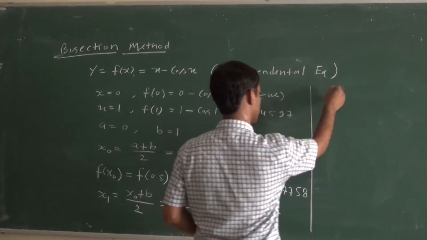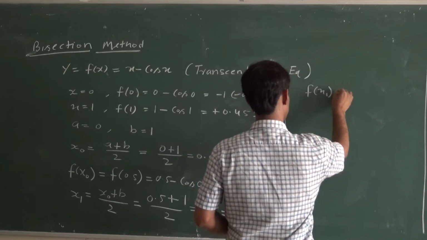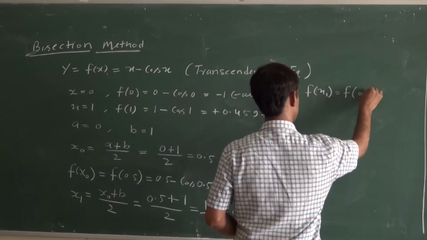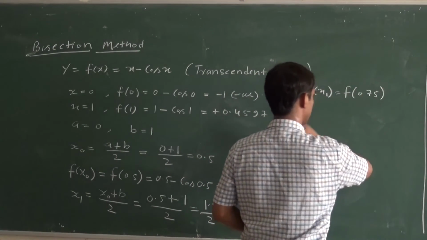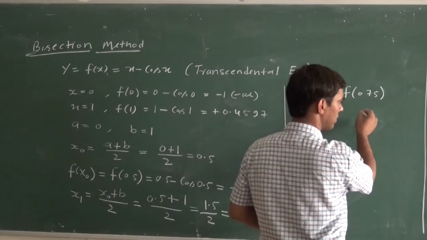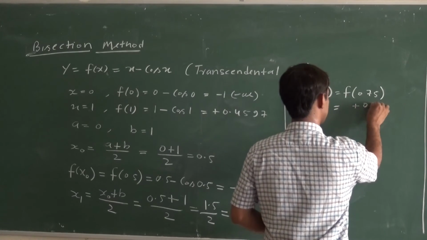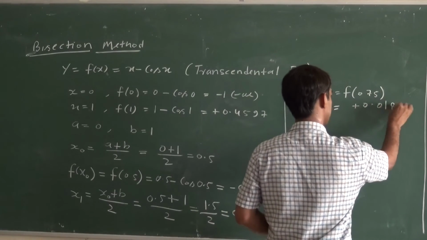So in the next iteration, we find the value of f of x1, that is, f of 0.75. We already calculated the value of this: it is plus 0.01831.